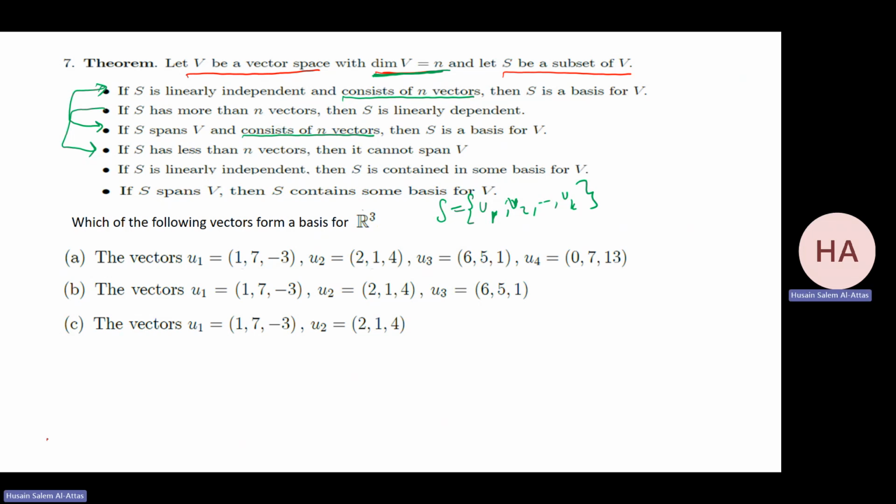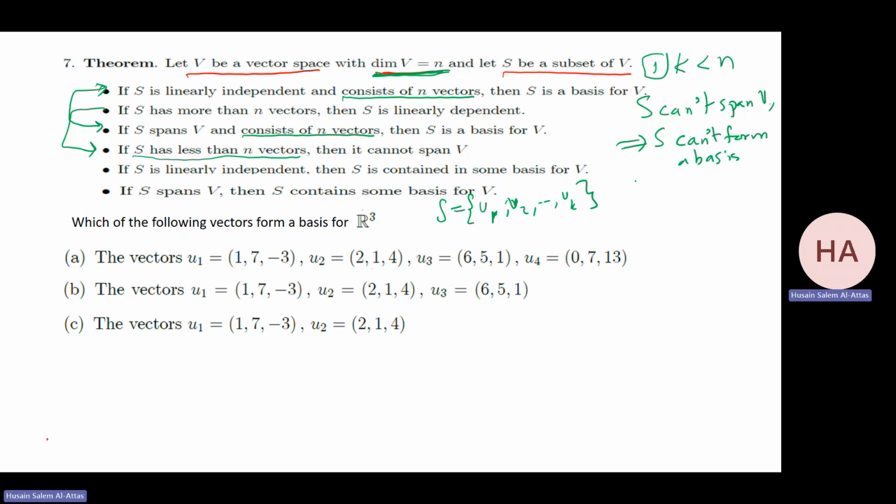So I have these 3 cases. Case 1, K less than N. The number of elements in the subset is less than the number of elements in the basis, which is the dimension. If S has less than N vectors, then S cannot span V. And that means what? S cannot form a basis.